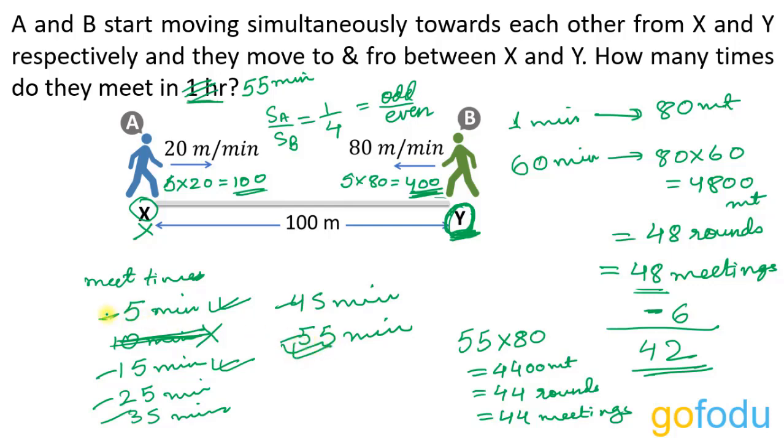So we will be subtracting only these 5 meetings. 44 minus 5 is 39 meetings in total. So they will meet 39 times when the total time is 55 minutes. This was an interesting concept of the total number of meetings and meetings happening at the end points. Thank you.